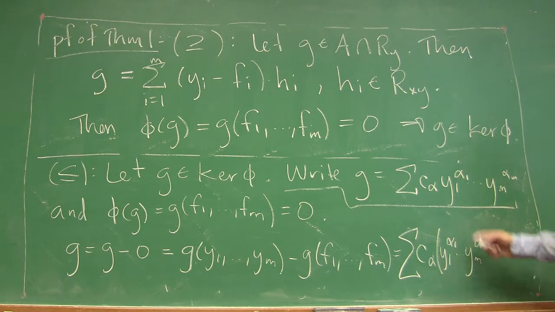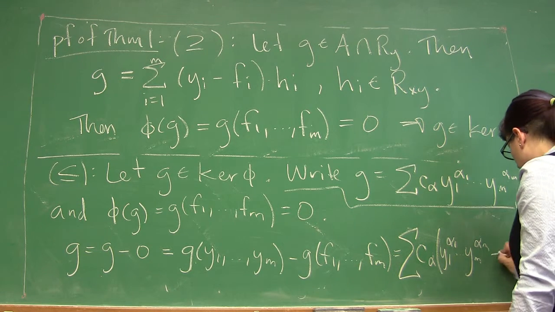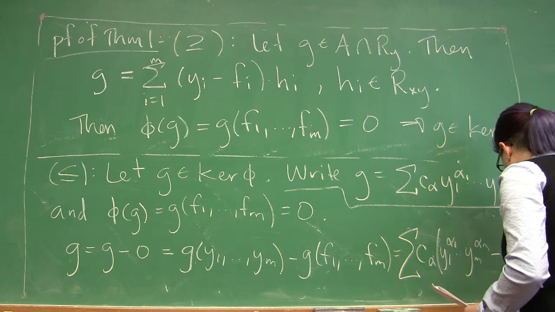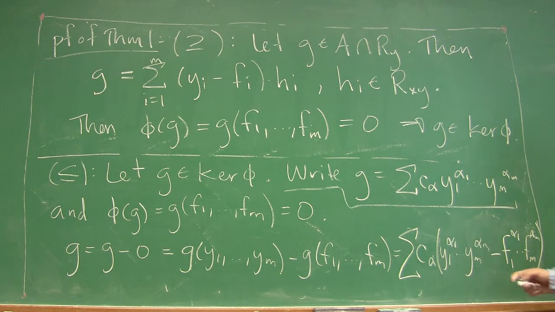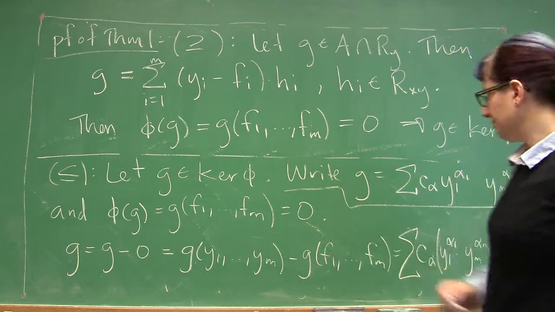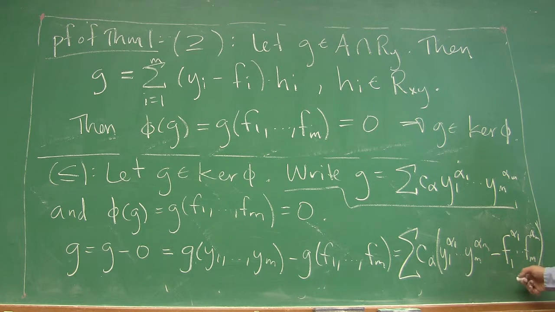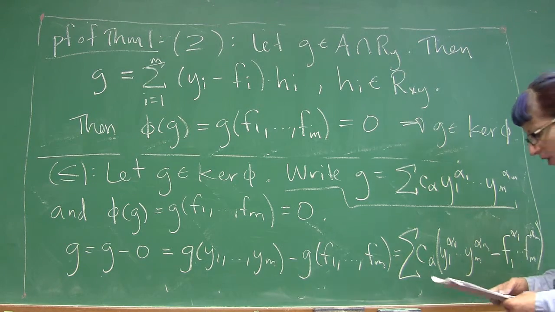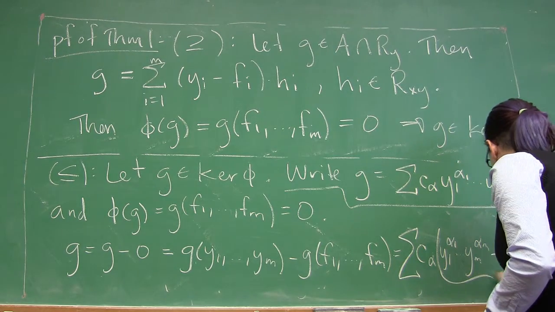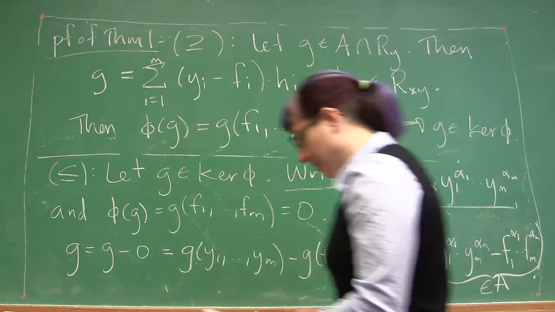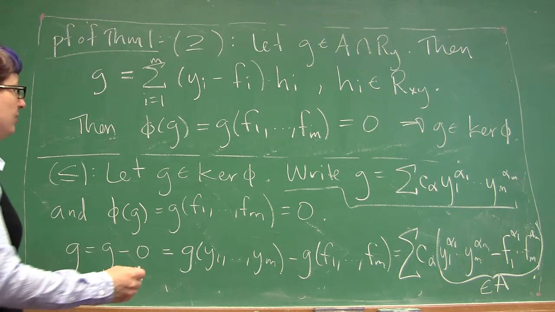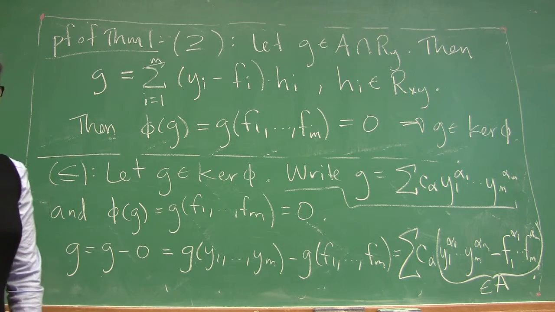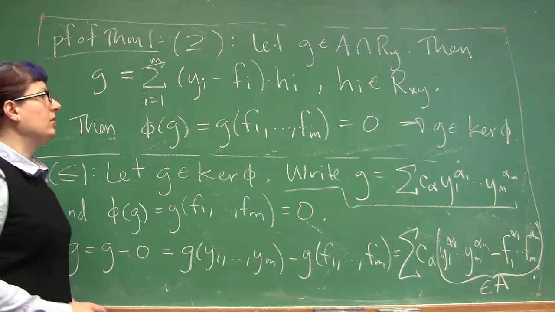So the difference of the powers, the product of these y's to powers minus the f's to the powers. And now it looks like we can use our technical lemma. So our technical lemma says that this difference is actually in the ideal generated by the individual differences, which was A. So this is in A by the technical lemma. So that means that G is in both A and, by definition, since it's in the kernel, it's in Ry. So it's in the intersection of A and Ry, which is what we wanted.